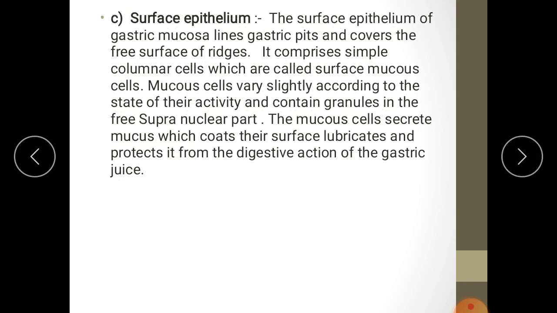The next layer, the innermost layer, is the surface epithelium. The surface epithelium of gastric mucosa lines gastric pits and covers the free surface of ridges. It comprises simple columnar cells which are called surface mucous cells. Mucous cells vary slightly according to the state of their activity and contain granules in the free supranuclear part. The mucous cells secrete mucus which coats their surface, lubricates and protects it from the digestive action of the gastric juice.